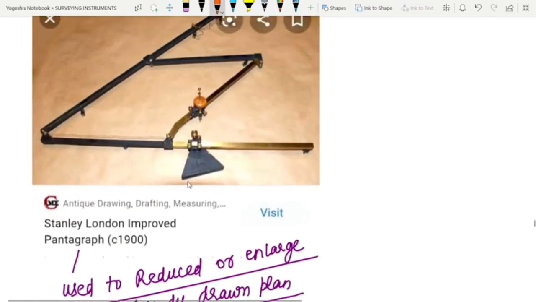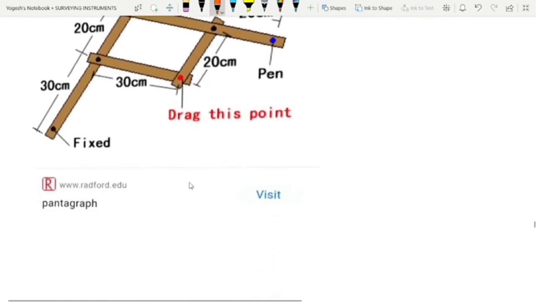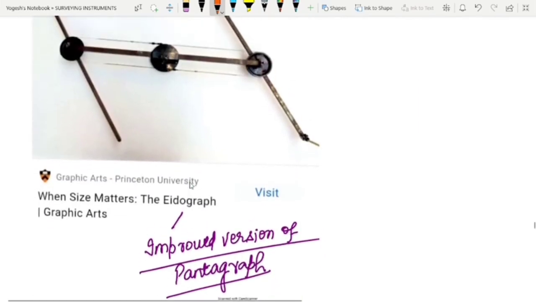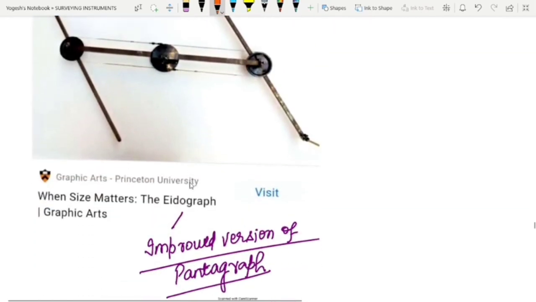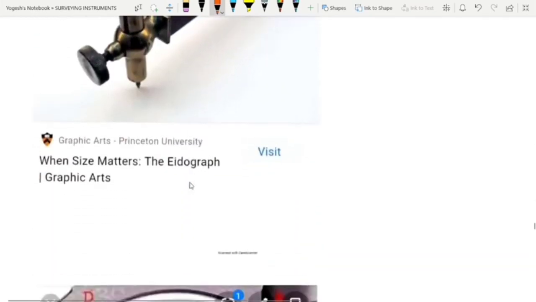This is the pentagraph, which is used to enlarge an already drawn plan in the office. The most improved version of the pentagraph is called the adograph, as you see in the diagram in front. This is the adograph.